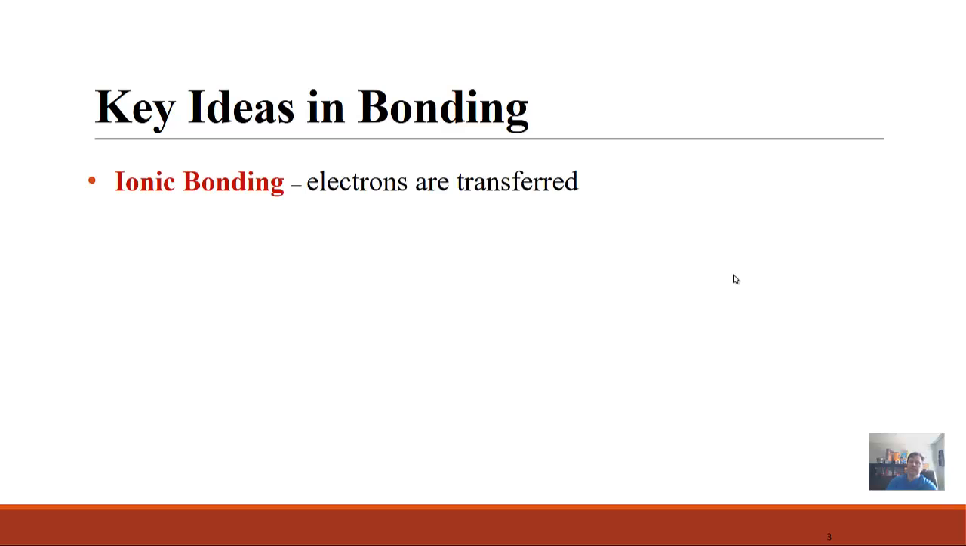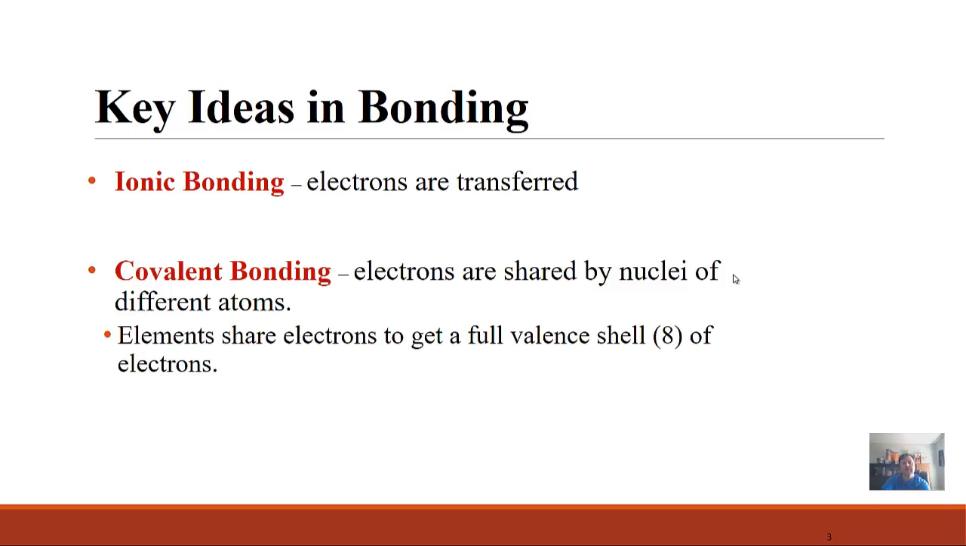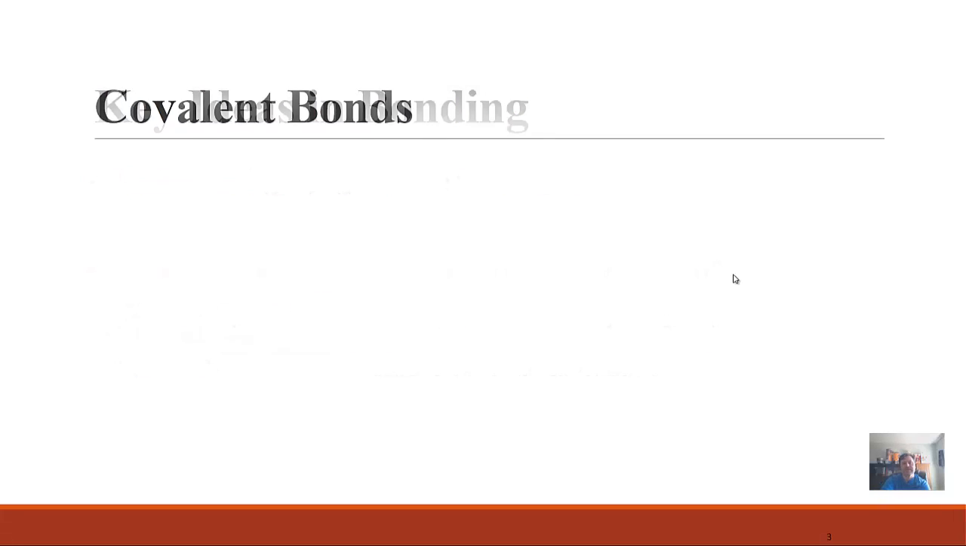Okay, a couple key ideas. Remember, we talked about ionic bonding. In ionic bonding, electrons are transferred from one atom to another, resulting in ions, and ions of opposite charge are drawn together, and that's what makes our different ionic compounds. Covalent compounds, on the other hand, rather than transferring the electrons, the electrons are shared by the nuclei of the different atoms. And they're sharing those electrons in order that they can get a full valence shell, or 8 valence electrons.